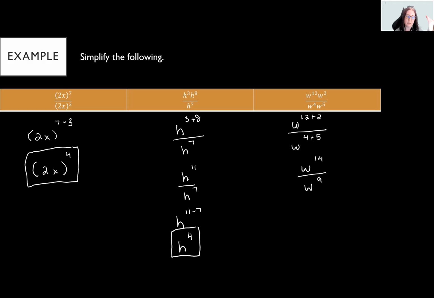So you simplify the tops and bottoms separately. Once you've got that done, then you're going to use your division where you're subtracting top minus bottom. So we're going to have w to the 14 minus 9, which I'll use my calculator for, no shame. That gives us 5. So that gives us a final answer of w to the 5th power.